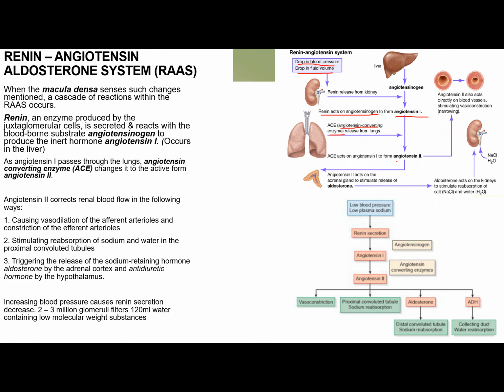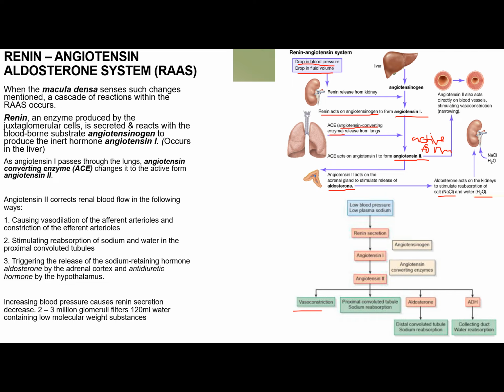From there, class, it would now cause the creation of angiotensin 2, which is the active form. This active form would do two things. It will cause the creation of aldosterone. Aldosterone would allow reabsorption of sodium chloride, or salt, and water in the kidney. And it would also cause vasoconstriction and vasodilation of the blood vessels. So here is another picture, take a look at this. This is another one of its effects.